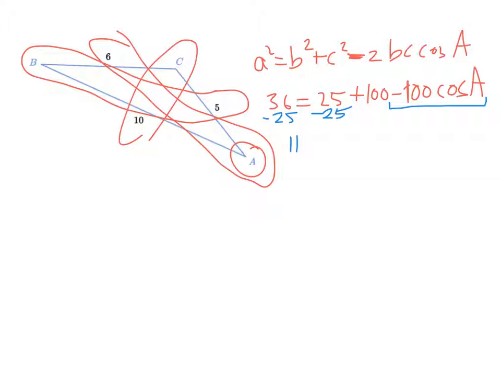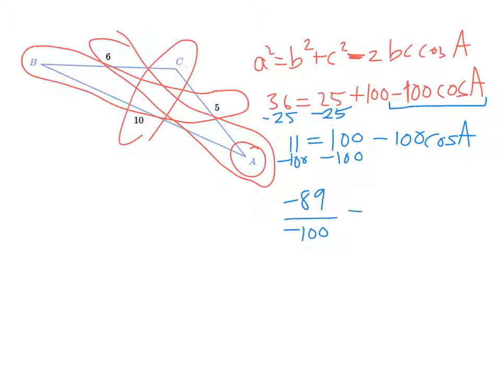We end up with 11 is equal to 100. I don't know why I didn't do that in one step. 100 cosine of A minus 100, minus 100, negative 89. Then I'm going to divide by negative 100, is equal to cosine of A.